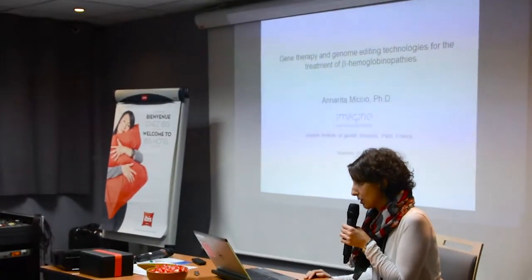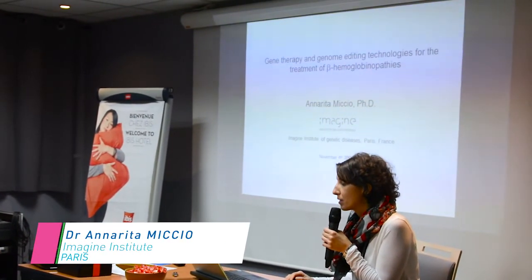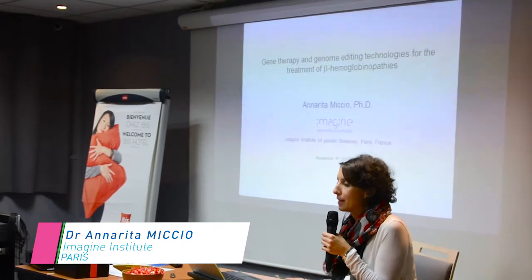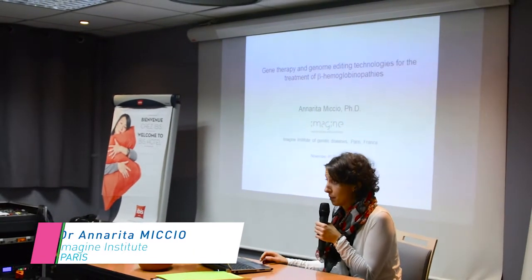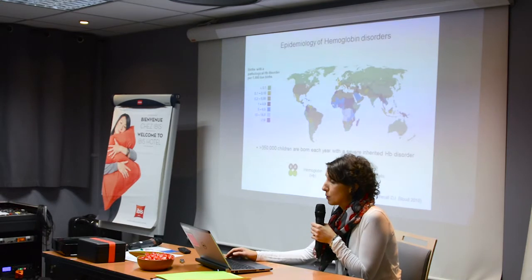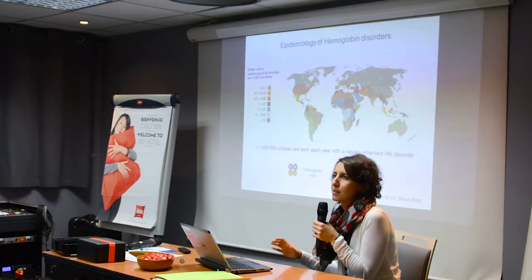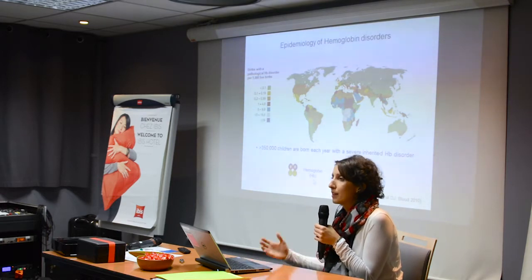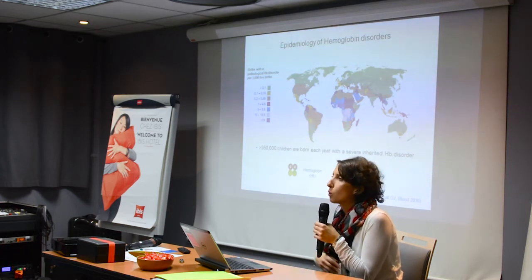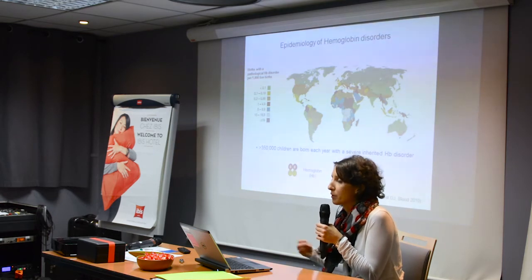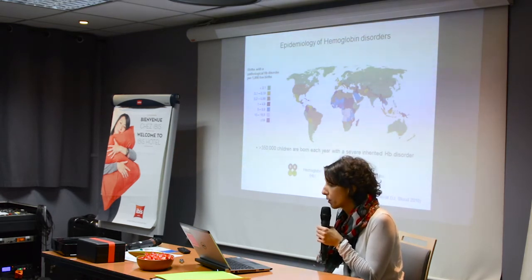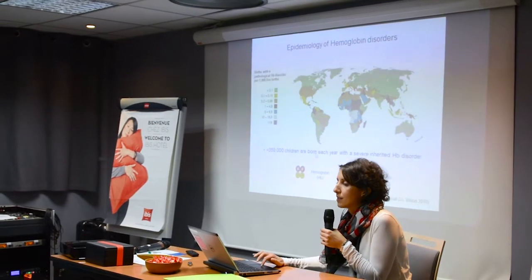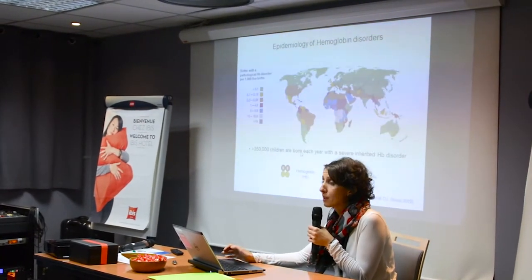Today I will discuss with you some gene therapy and genome editing strategies that can be applied for the treatment of beta hemoglobinopathies. Hemoglobin disorders basically affect the production of hemoglobin, which is the protein that is very abundant in our red blood cells. This protein is necessary to deliver oxygen to all our tissues, so it's fundamental to provide energy to our organism. And these disorders are actually very common.